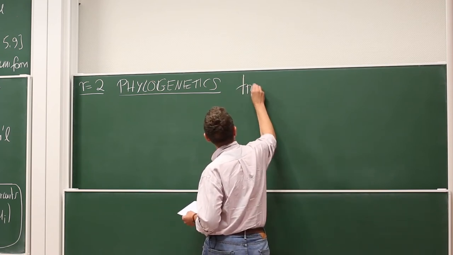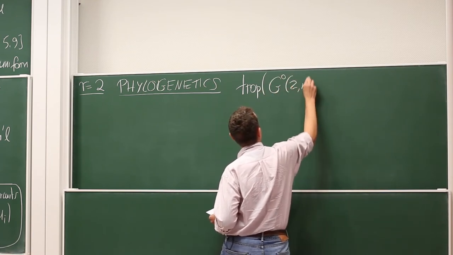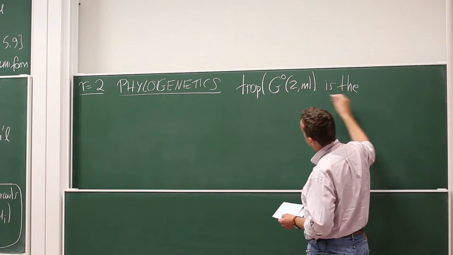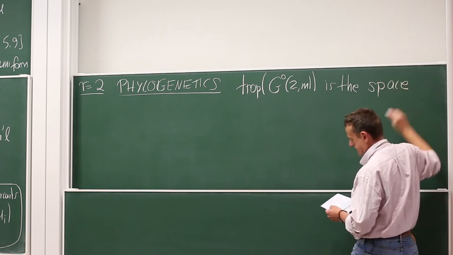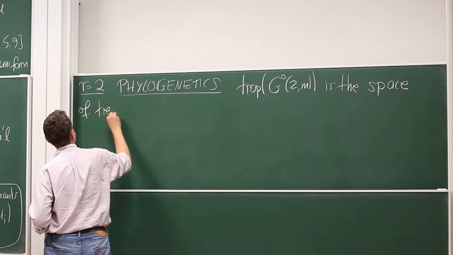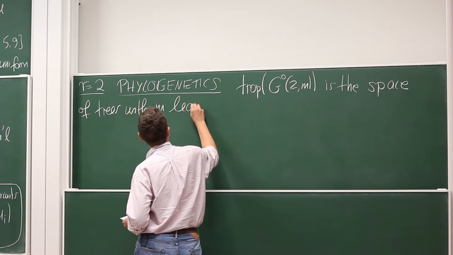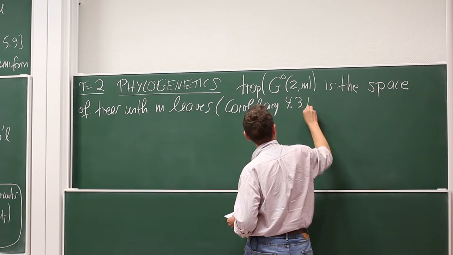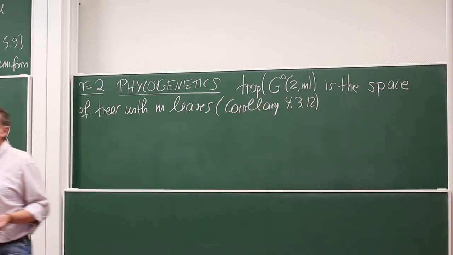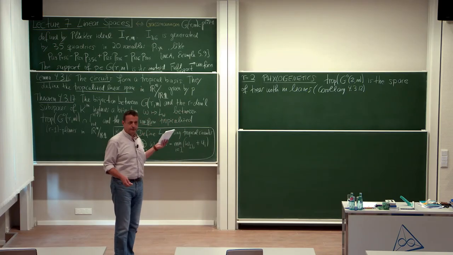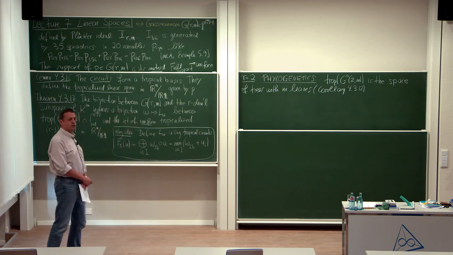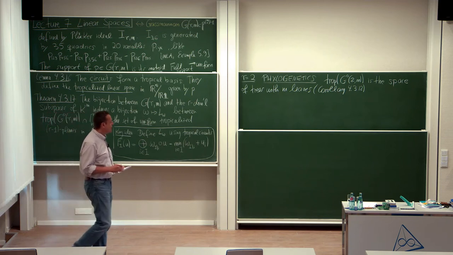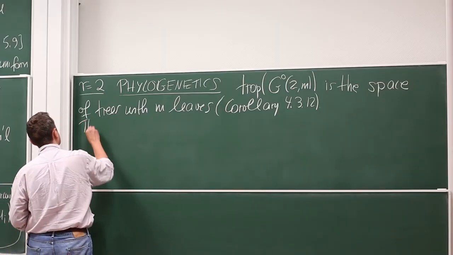So the point is that the tropical Grassmannian G2m, so these are tropical lines in tropical projective m minus 1 space, this Grassmannian has an interpretation known in phylogenetics as the space of phylogenetic trees with m leaves. And that's Corollary 4.3.12. Okay. So a tree combinatorially is a connected graph without cycles, but here they are embedded, like all tropical varieties. So they are one-dimensional connected polyhedral complexes with bounded and unbounded edges, and the tropical Grassmannian G2m is the parameter space. So those trees are the lines we're interested in.